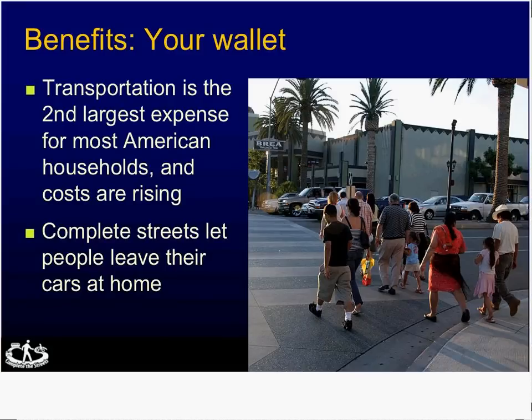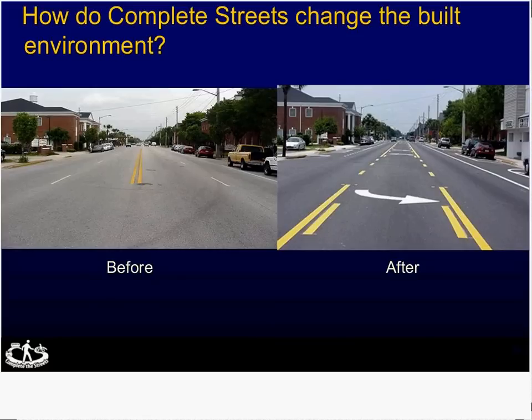Also benefits for individual wallets. Transportation in many homes is the second largest expense, and we've seen in recent years the costs rising. Complete streets really do allow people to leave their cars at home.